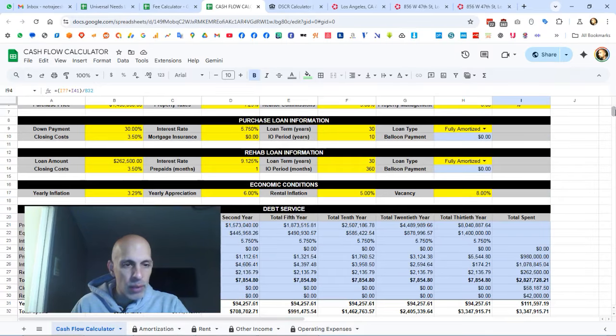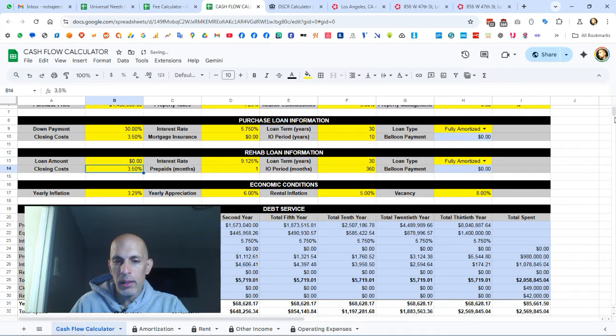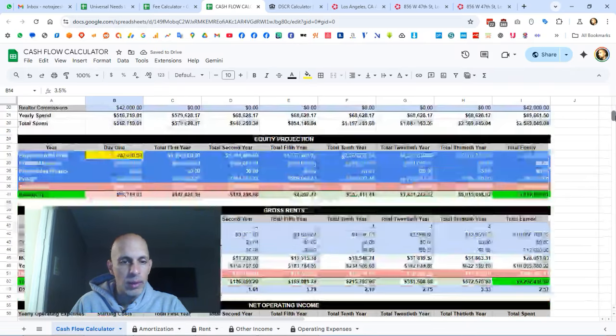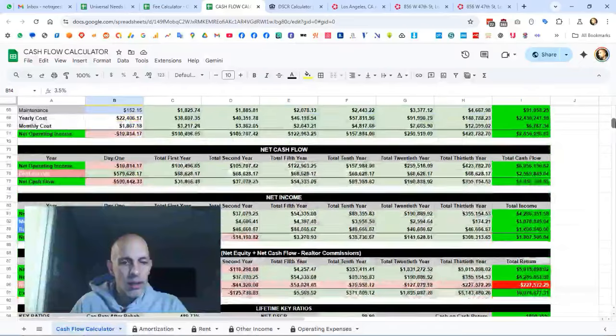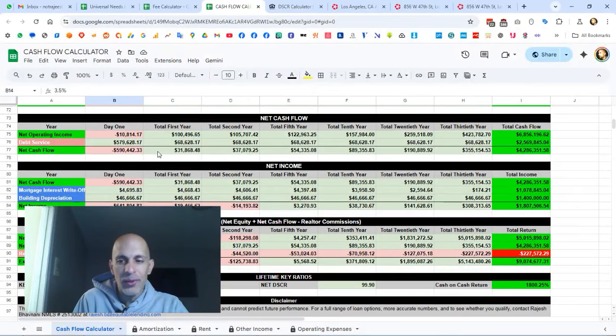So now that we have, let me get rid of this loan amount here as well. So that's definitely going to improve things. Let's see what that looks like. Yeah. Oh, great. Now our cash flow goes up significantly again. So this is how important it is to get the numbers right.